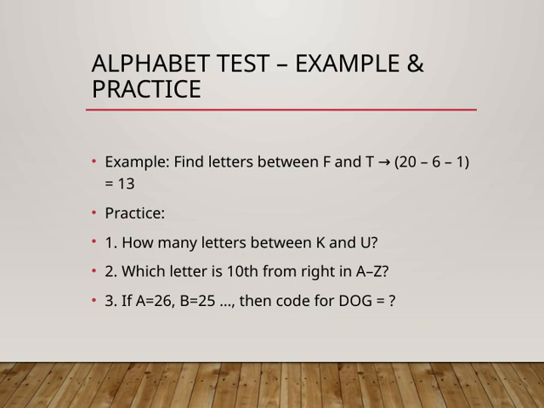The third question is about coding the word dog. Given the pattern where A equals 26, B equals 25, C equals 24, and so forth. This pattern counts backwards from A, so D, which is the 4th letter, would be 23. O is the 15th letter, so it would be 26 minus 15 plus 1, which is 12. G is the 7th letter, so it would be 20. Therefore, the code for dog is 23, 12, 20.